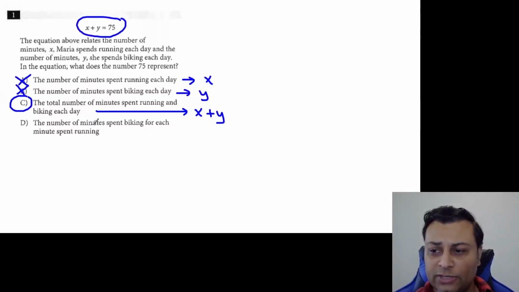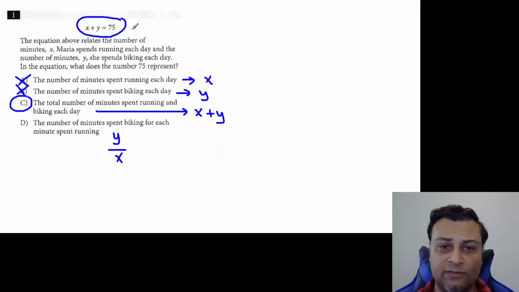Total number of minutes spent biking for each minute spent running seems kind of long-winded, but what they're saying is biking for every running, y over x. But that's not what the 75 is, so the answer is C.